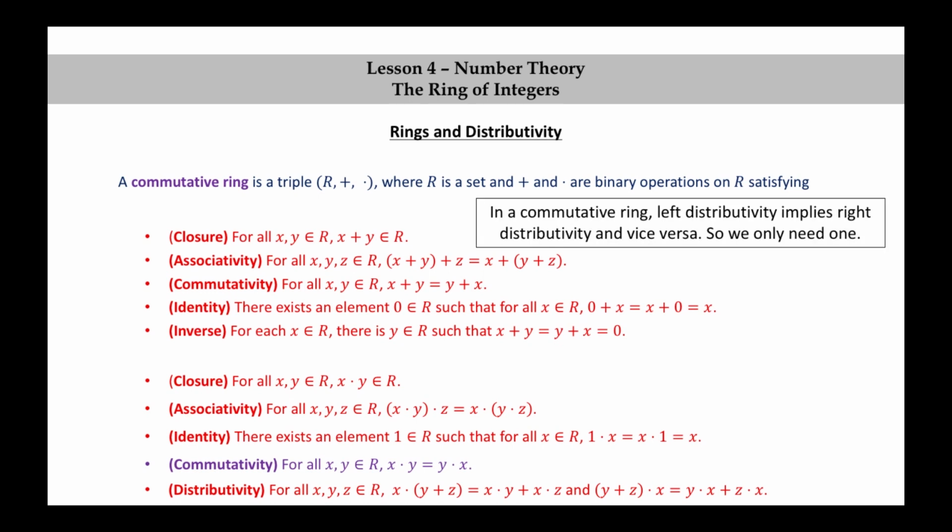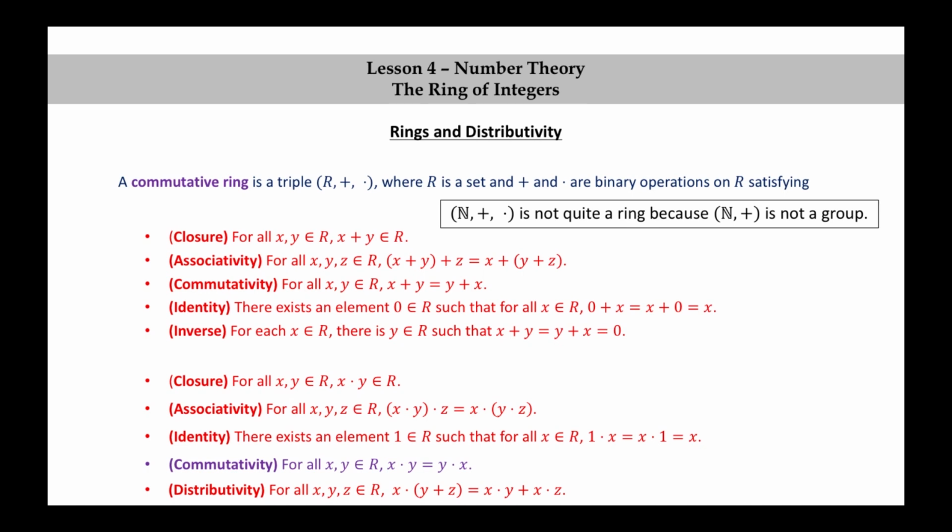In a commutative ring, left distributivity implies right distributivity and vice versa. So we only need to list one of them. So usually we'll cross out right distributivity, and we can just leave left distributivity for the distributive property, because using that together with commutativity, it's pretty easy to prove that right distributivity also holds.